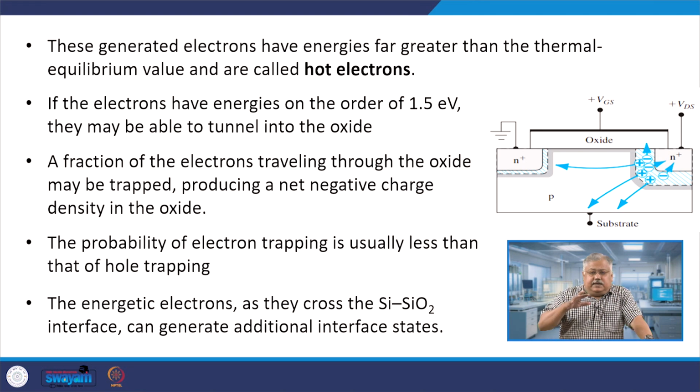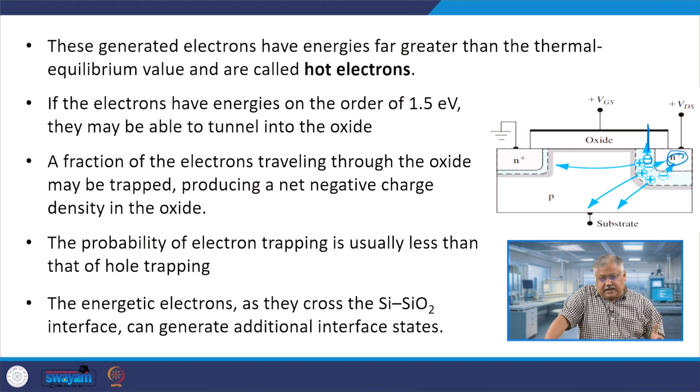Now, since these generated electrons, as you can see here, the negative charge is moving towards the drain, and the positive charges are moving towards the substrate. However, there are a few which are moving across the oxide layer into the gate region. So, these generated electrons have much larger energy as compared to the thermal equilibrium value. Now, if the electrons have energies of the order of 1.5 electron volt, they may be able to tunnel through the oxide layer directly into the gate region, provided my oxide thickness is also very small.